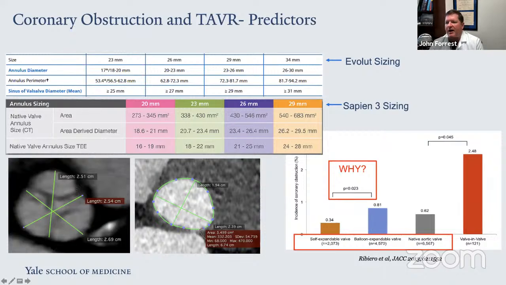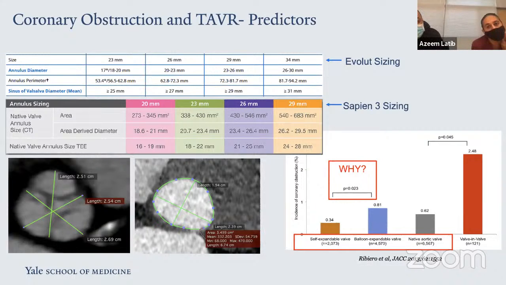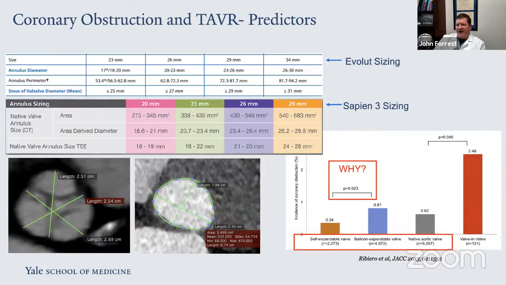So what I suspect is the reason for this is that you see a sizing chart like this, you say, I can't use an Evolut because I have a small sinus of Valsalva diameter, so you use a Sapien valve instead. It's important to note that the size of your sinus of Valsalva is one of the largest predictors for the risk of coronary obstruction. Just because it's not listed there with your Sapien sizing, don't think it's not important here. Certainly in this case, that small, almost stovepipe aorta was a key thing.